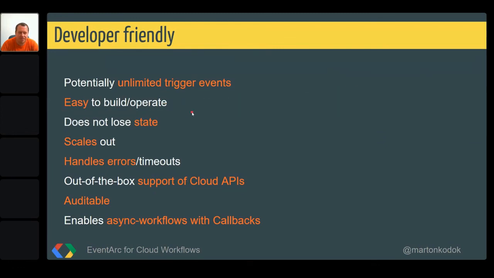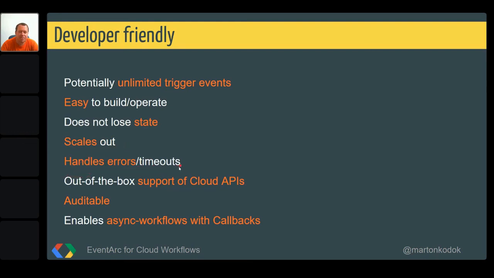It's easy to build and operate. You see just a couple of lines of syntax and setting up triggers. It does not lose state. So if you run, for example, a year-long workflow action, it will not lose the state, and it will still be there after 11 months. It scales out. I didn't mention scalability, but it automatically scales out as you add content to it.